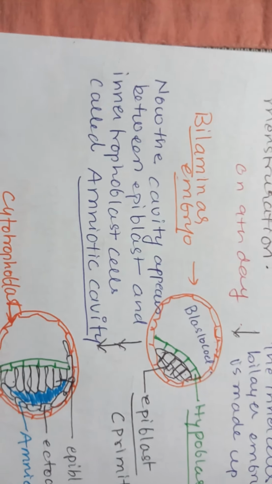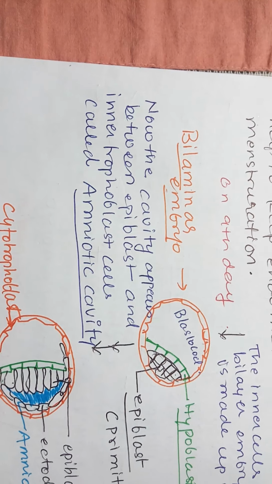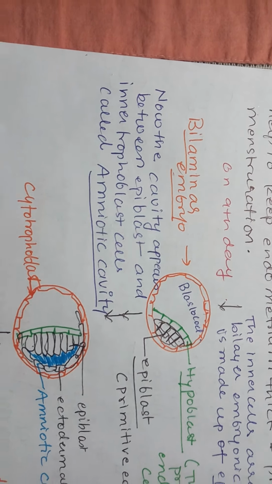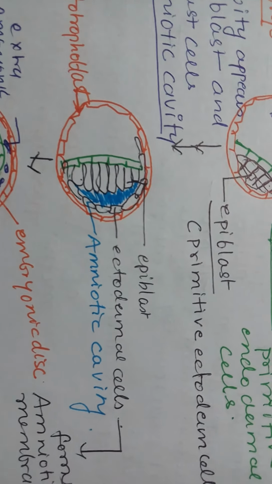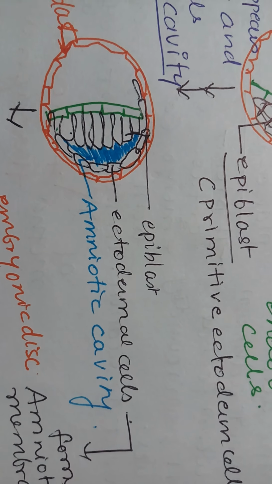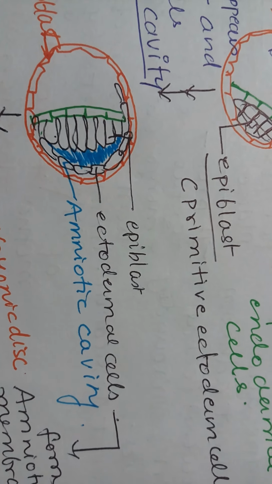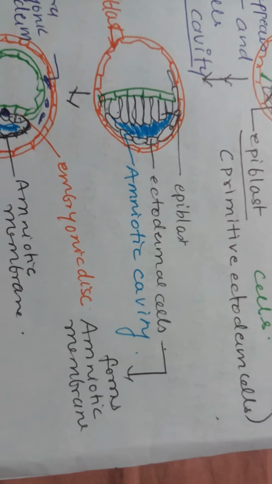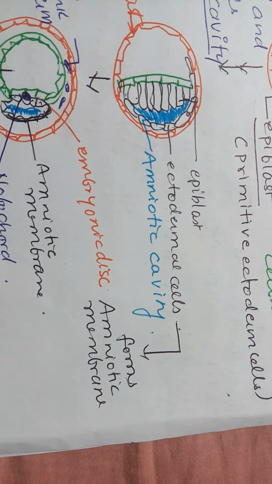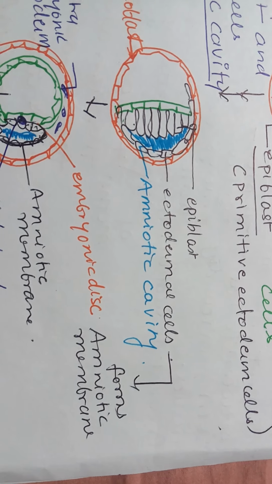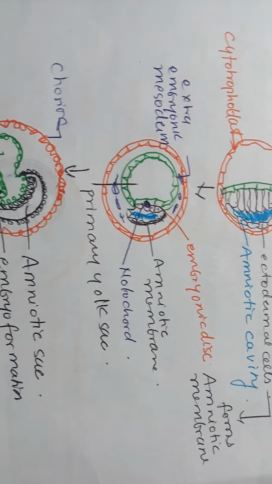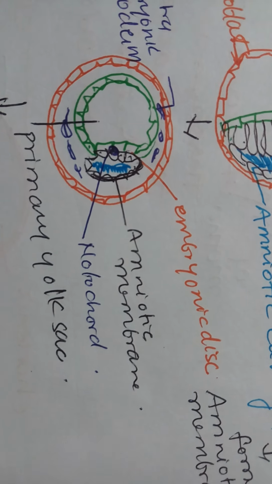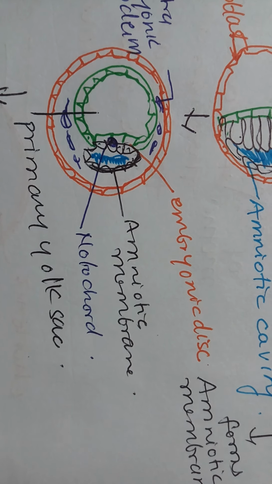The next is the cavity that appears between the epiblast and the inner trophoblast layer; this cavity is called the amniotic cavity. So here you can see the amniotic cavity appears between the ectodermal cells and the epiblast. Now this cavity is filled with amniotic fluid, and the cells surrounding it form the amniotic membrane later on. So in the later stages, you can see here the amniotic membrane is formed.